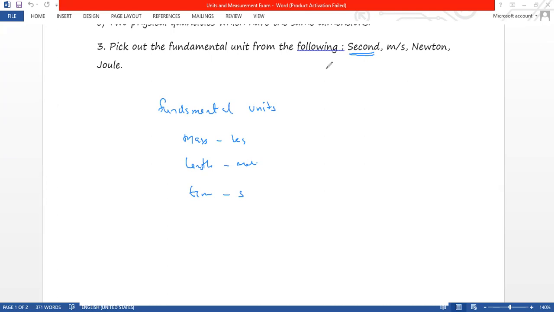Clear, right? What are the other two supplementary units? Plane angle, radian, and solid angle, steradian. Those are the supplementary units. For this question, the answer is second is the fundamental unit. Okay.